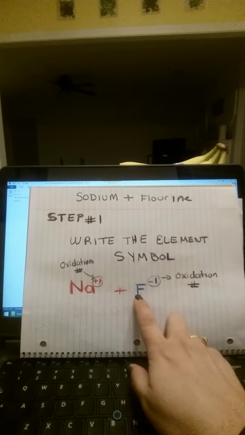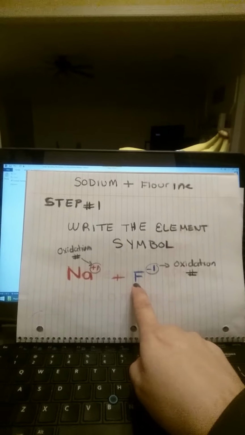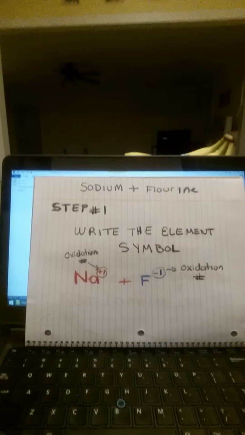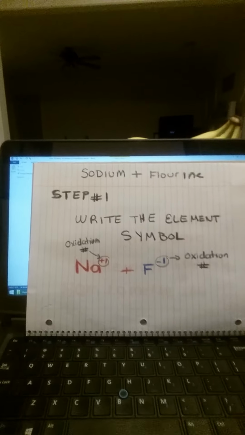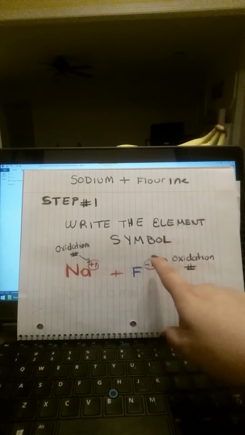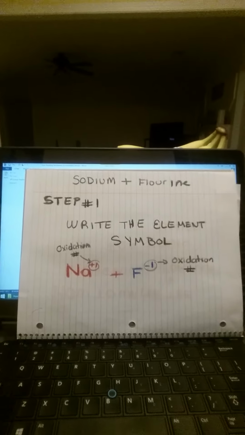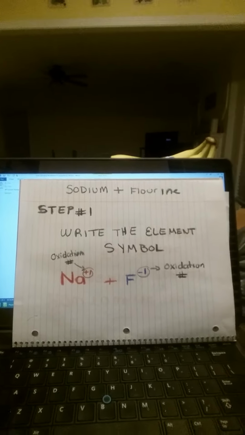Now let's look at fluorine, which is in blue. For fluorine, the element symbol is F, and it has an oxidation number of -1. It's a non-metal, and everybody in group 17, the fluorine group, the halogens, is going to have an oxidation number of -1. So hopefully we're following the steps. If you need to write this down, just pause the video and write the information.